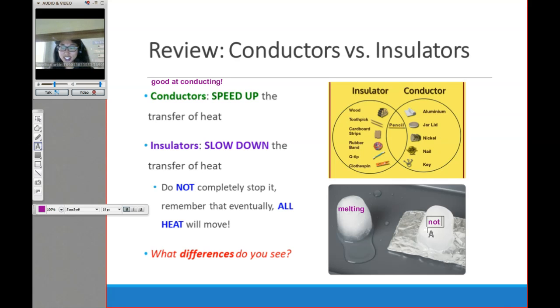Yes, the one on the right is not melting. At least it's not melting yet. Again, we do know that eventually it would, because all heat eventually transfers. Okay, what do you notice? But why is one melting and why is one not yet melting?